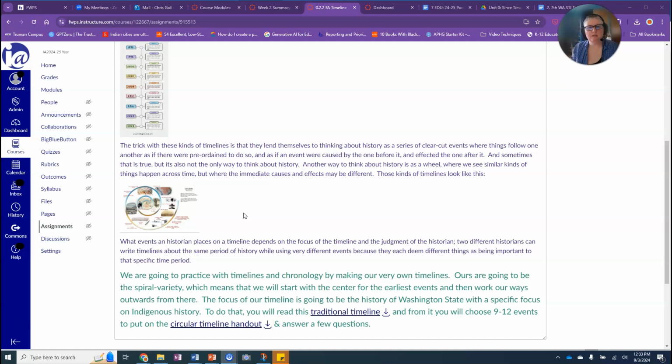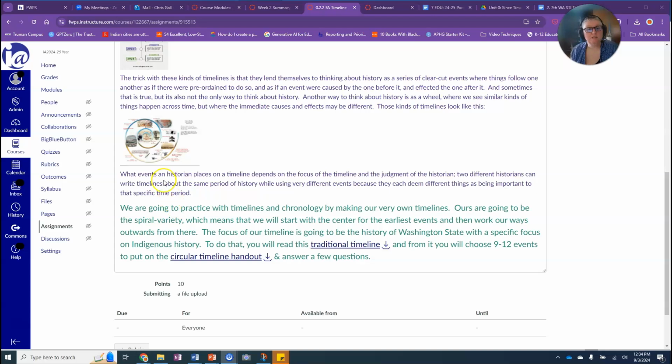Another way to think about history is like a wheel, where we're seeing similar kinds of events, but the changes and the causes might be different. So maybe it's a wheel that's spinning on a car driving along the road. Timelines that portray that piece look a lot like this picture down here, with that wheel going on.